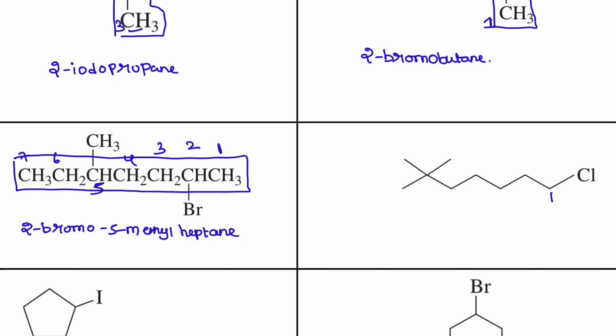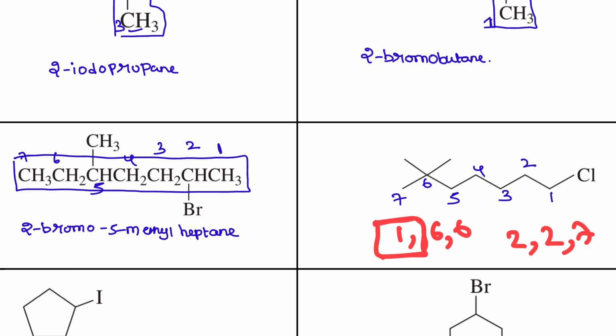And this is the longest chain. Numbering should be from right side, 1, 2, 3, 4, 5, 6 and 7. So why is this the longest chain? If you see the numbering from right side, chlorine is at first position, 2 methyls are at sixth position. So that is 1, 6, 6. If you start numbering from this side, this will be second place. So that is 2, 2, 7. So 1, 6, 6 versus 2, 2, 7.